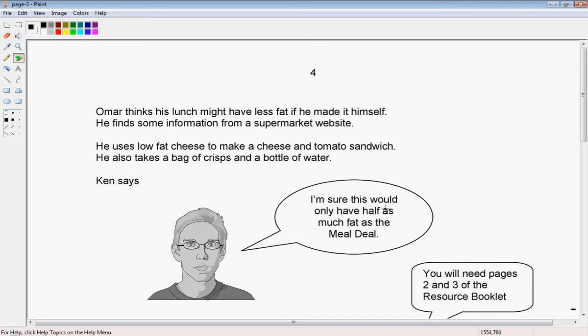Okay, welcome back. So this is the next part of this question. Now Omar decides that he's going to make the sandwiches himself because he thinks that there will be less fat. So he uses low fat cheese to make his cheese and tomato sandwich, and he takes a bag of crisps and a bottle of water, and he finds out how much fat is in all of these ingredients by going on a supermarket website. Now Ken says that he's sure he would only have half as much fat as the meal deal if he makes the sandwiches himself.